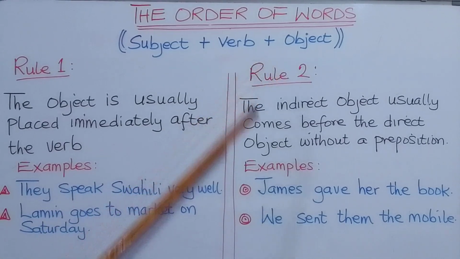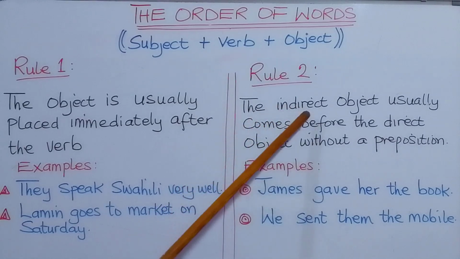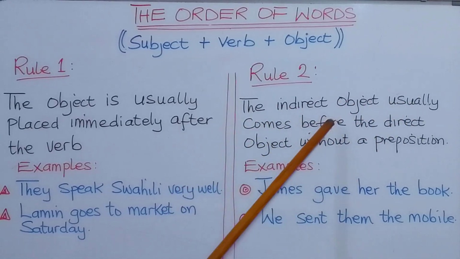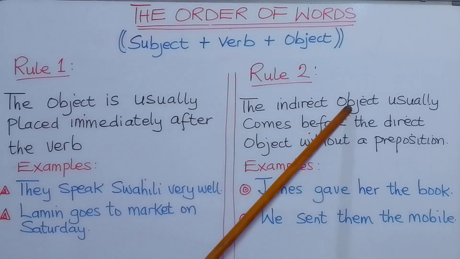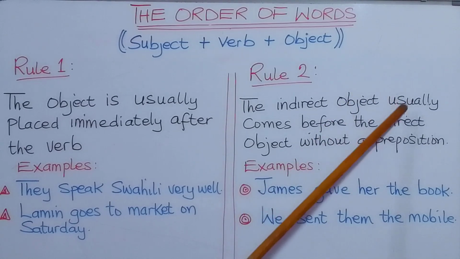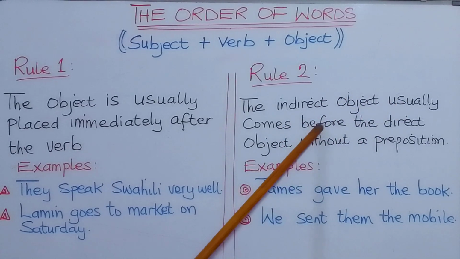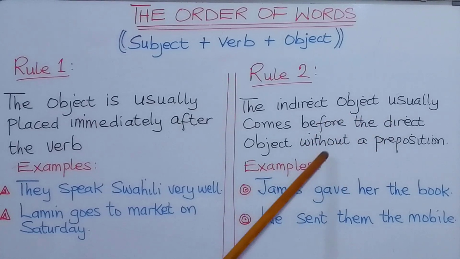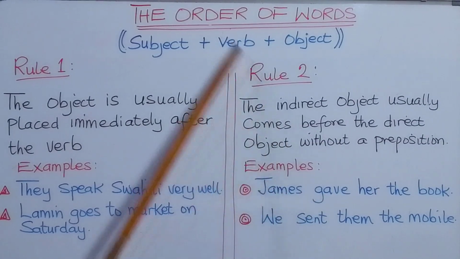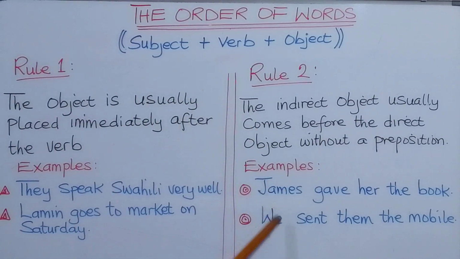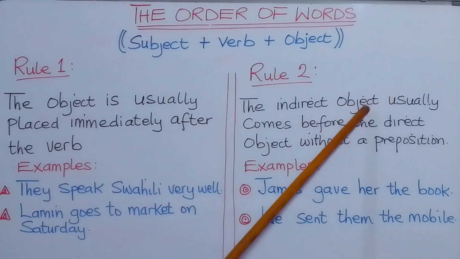Let's go to rule two. The second rule. The indirect object usually comes before the direct object without a preposition. This is the subject. This is the verb. So the moment you have the subject, then you have the verb, then the indirect object.